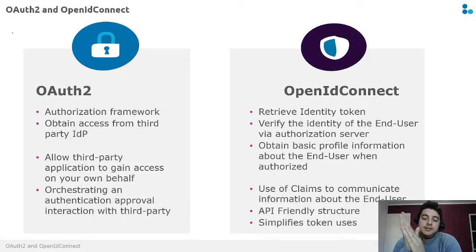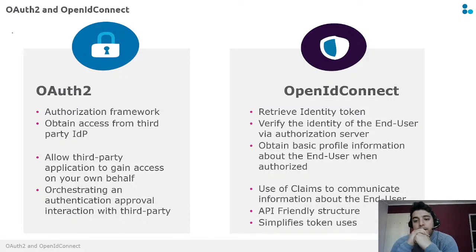Okay, talking about OAuth2 again, it is the framework. OpenID Connect is the standard protocol, and OAuth2 obtains access for the third-party IDP, identity providers, and allows a third-party application to gain access on your behalf, and orchestrates the authentication approval interactions with third-party identity providers. And OpenID Connect retrieves the identity token, verifies the identity of the end user via authorization services, in our case IdentityServer4, and obtains basic profile information about the end user when authorized.